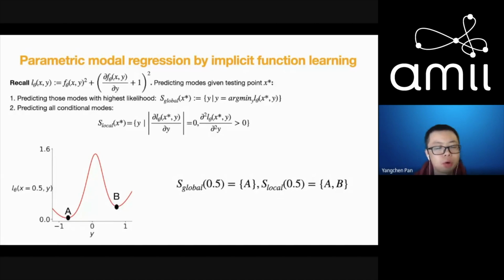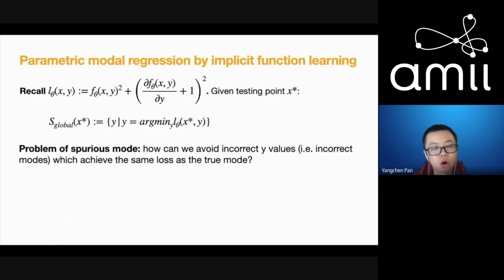Here is an example. Assume that after training, we get a loss function when x is equal to 0.5. The loss function is shown in the red curve, and there are two local minima. When we try to predict all conditional modes, it will return A and B, the two points. When we try to predict the mode with highest likelihood, it would only return point A, because that point has the minimum loss.